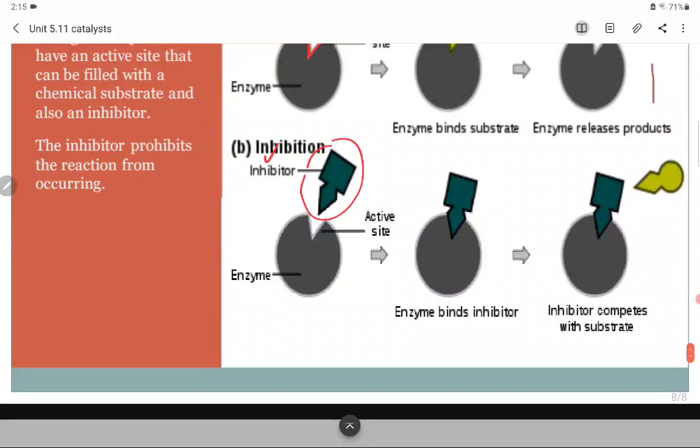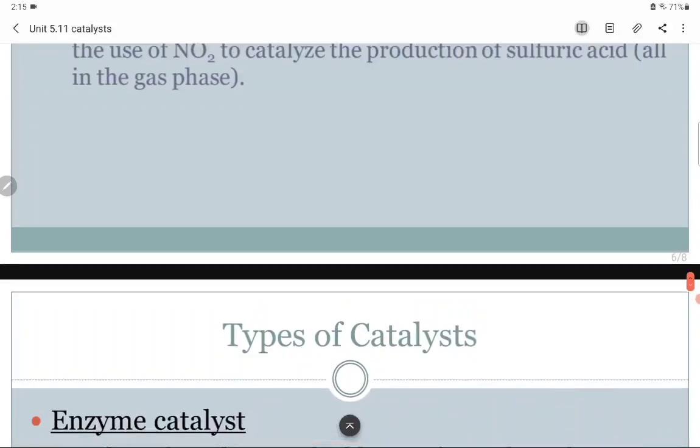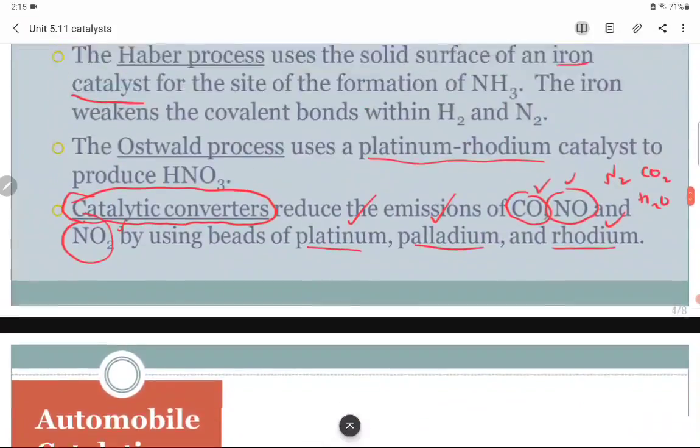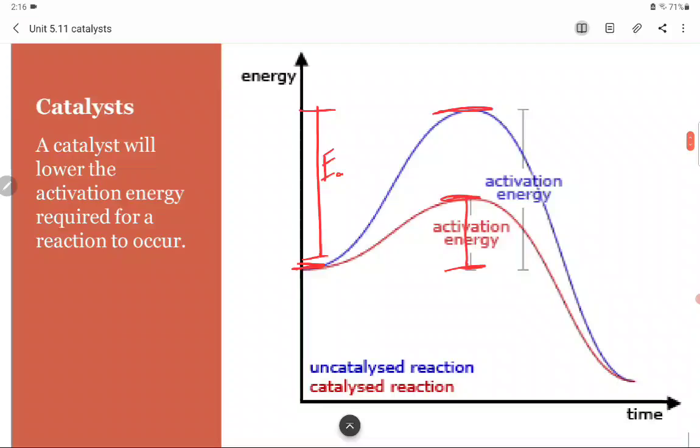And again, a very brief introduction to catalysts. For us, I think the most important thing we're going to need is understanding those graphs. You know, the less hump for the activation energy. If it's a catalyzed reaction, less activation energy, less hump. A greater degree of a hump if it's uncatalyzed.